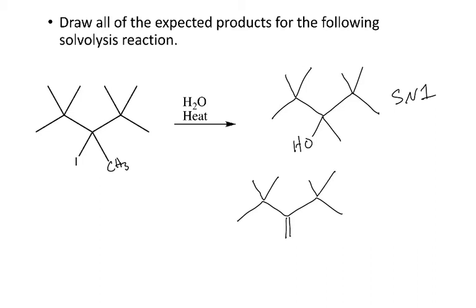And then again, because these tert-butyl groups are chemically equivalent, as are the hydrogens coming off here, it's non-stereoisomeric, and so we don't have to worry about any cis and trans or E and Z isomers. And so in this case, we'd have two products, one SN1 product and one E1 product.